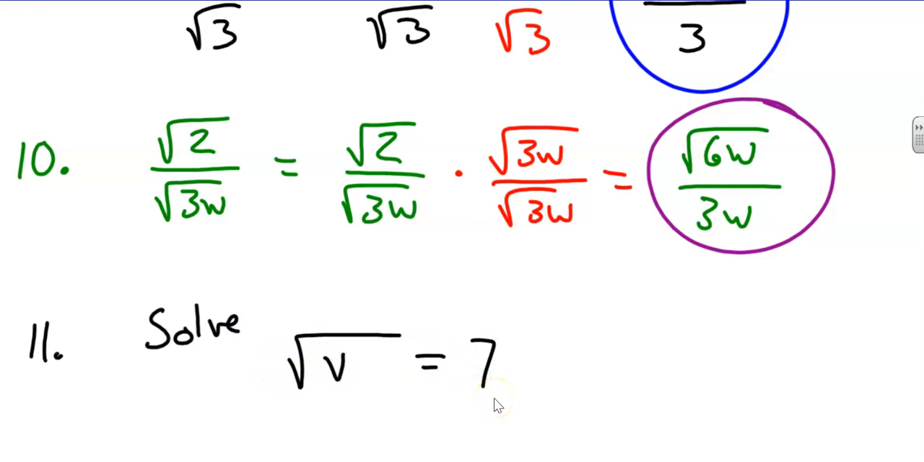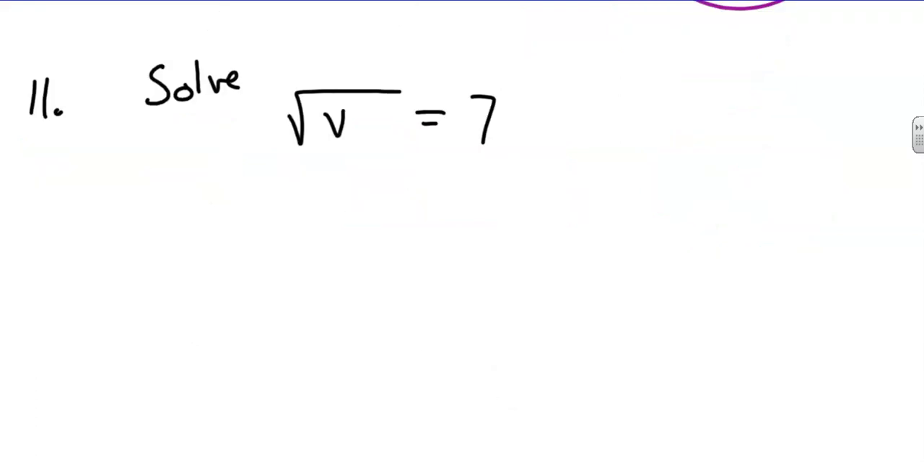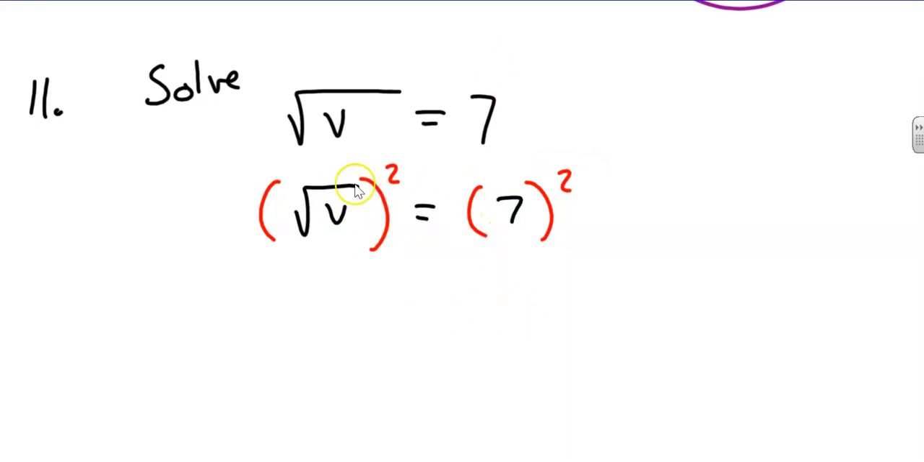Okay, and then 11. Square root of v is equal to 7. Okay, if they give you a square root and ask you to find out what the answer is, to undo the square root, you're just going to square both sides. Square and square root cancel, get you the v. When you do 7 squared, that is 49.